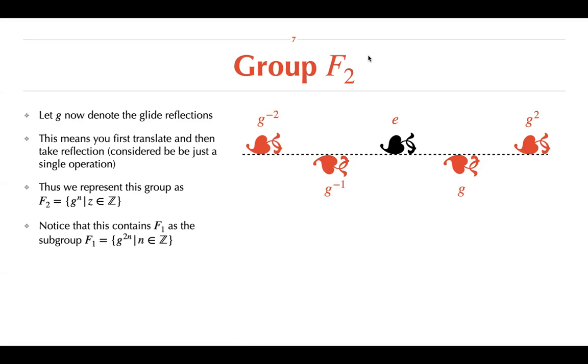I just want to ask one small question. In the third point, F2 equals g raised to power n. So here, sorry, n is in Z. Sorry, that was a mistake. Okay. Thank you.